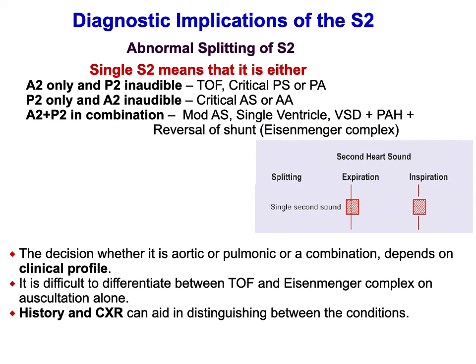When A2 only, P2 is inaudible, as in case of pulmonary atresia or critical pulmonary stenosis of tetralogy of Fallot. And when P2 only and A2 is inaudible, that happens in aortic atresia and critical aortic stenosis. The decision whether it is aortic or pulmonary or a combination depends on clinical profile. History and chest X-ray can aid in distinguishing between the conditions, and it is difficult to diagnose clinically.